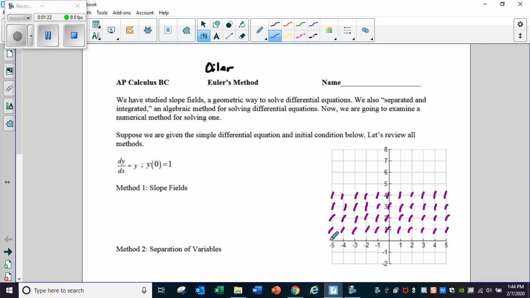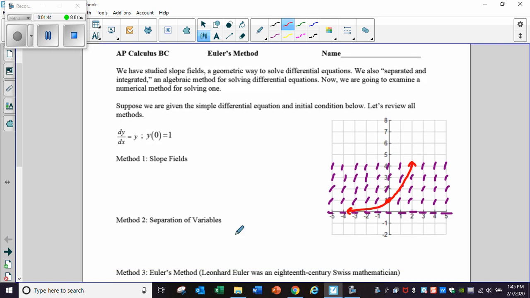Then I could come back down here to where y equals 0, and if y equals 0, then dy/dx equals 0. Then to find the solution at the point (0, 1), I just go over to the point (0, 1) and then sketch a solution curve that follows my tangent lines from my slope field. And there is my solution curve.